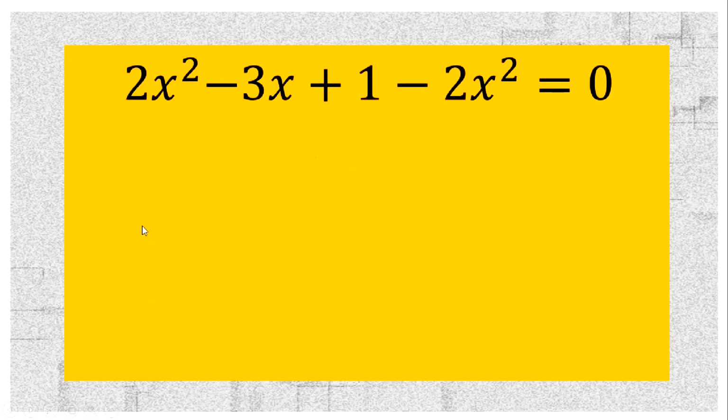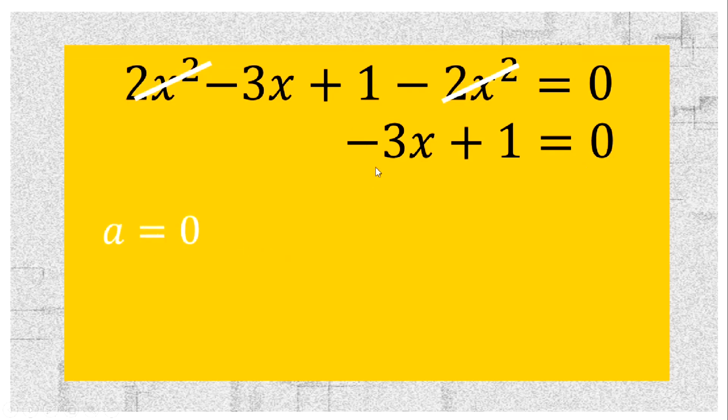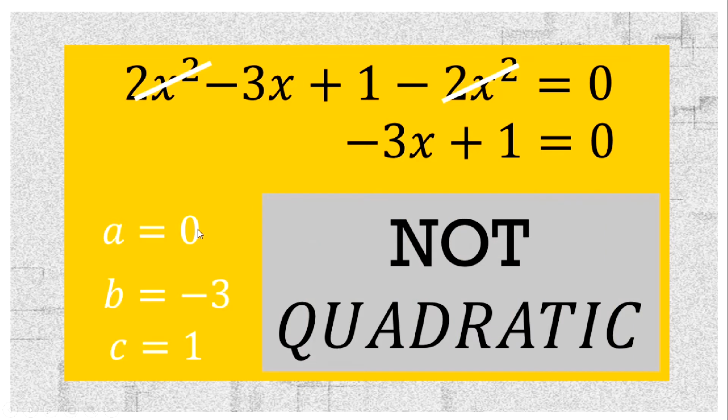Next, example, we have 2x squared minus 3x plus 1 minus 2x squared equals 0. Again, simplify muna natin siya. Makakancel natin si 2x squared dito kasi may negative 2x squared dito. So, we have 2x squared minus 2x squared is 0. So, we will be having negative 3x plus 1 equals 0. So, this time, our a is 0, our b is negative 3, and our c is 1. Obviously, this is not a quadratic equation since a is 0. Always remember, quadratic equation, dapat a is not equal to 0.